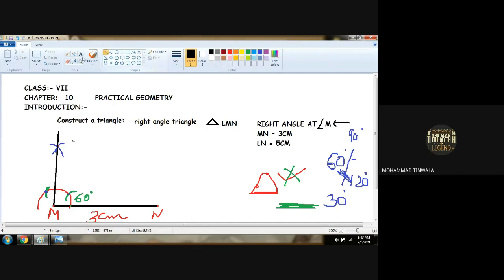Still, we have not cleared all the three topics. Let me clear you. We formed right angle. We formed our baseline 3 centimeter. Now we are still left with LN as 5 centimeter. So open your rounder and pencil, measure scale from 0 to 5 centimeter. Take point N over here and measure your 5 centimeter. Somewhere it will be around here, like this. From here, if you open your rounder and pencil with 5 centimeter, there will be an arc somewhere around here.